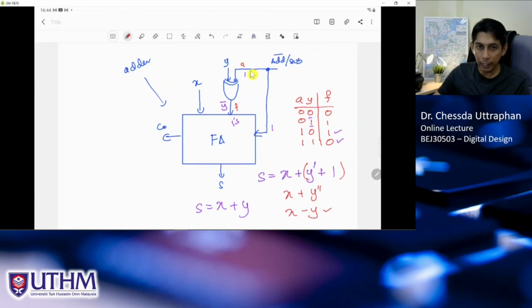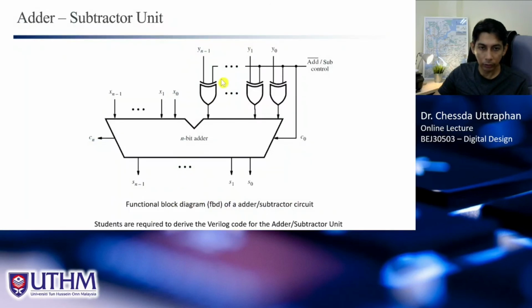When we set this signal to 0, this circuit will act as an adder. When we set this signal to 1, this circuit will act as a subtractor. So that is how the circuit works.